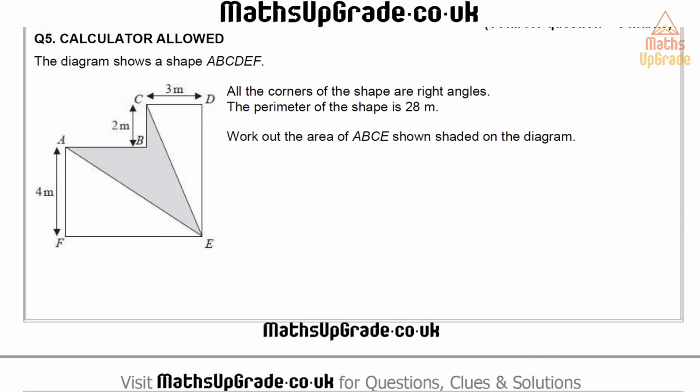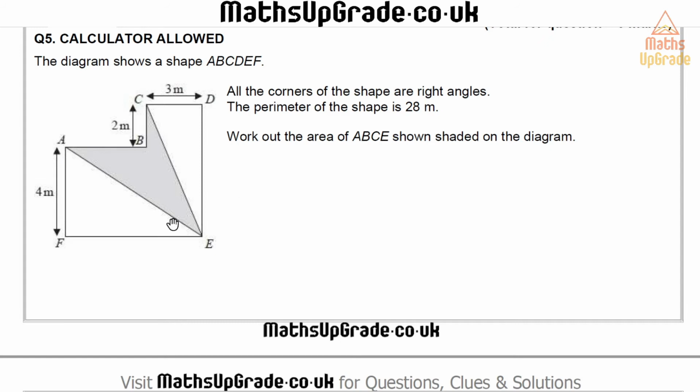In this question here, I'm given a shape A, B, C, D, E, F. I'm told that all the corners of the shape are right angles, they're all 90 degrees. The perimeter of the shape is 28 meters, that means the distance all around is 28 meters. And I'm asked to work out the area of A, B, C, E. So this shaded shape here, I need to work out the area of that.